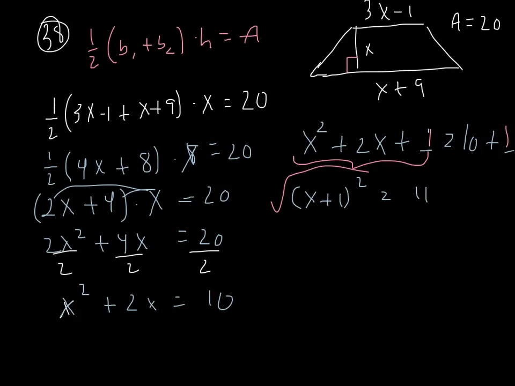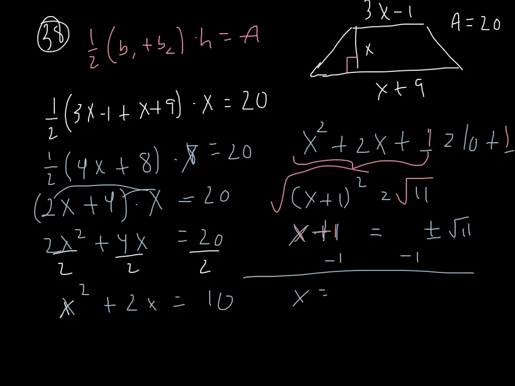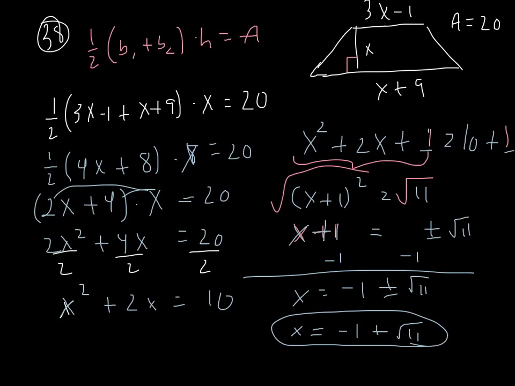Okay, now we're going to take the square root, and we're going to get x plus 1. Let me stay color coordinated. Oh, that looks awful. Equals plus or minus radical 11. Subtract 1. Again, x is equal to negative 1 plus or minus radical 11, but x is a geometric shape, so it's just going to be x is equal to negative 1 plus radical 11. And that's my final answer.